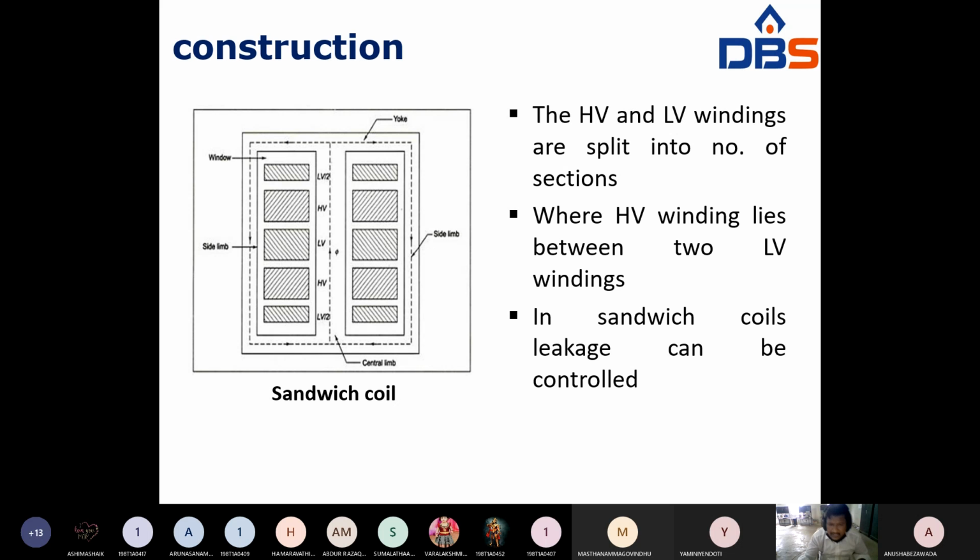Look at the figure. This is the sandwiched coil. That means HV followed by LV, HV followed by LV, high voltage winding followed by low voltage winding, like that. LV windings are split into a number of sections where the HV winding lies between two LV windings. Look at the figure: in between two LVs the HV winding will be placed. So this type of coil is called a sandwiched coil. Because of this type of construction, the leakage will be controlled.